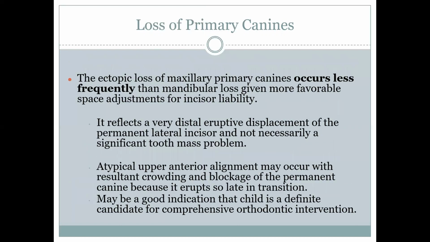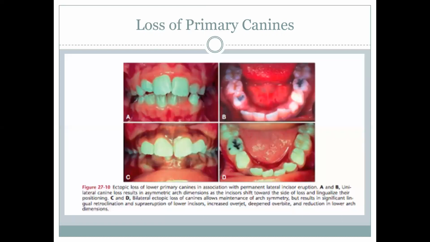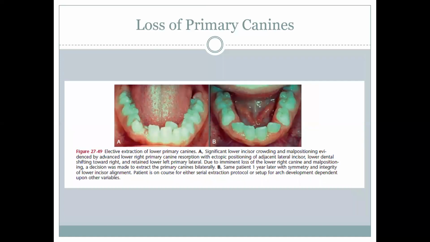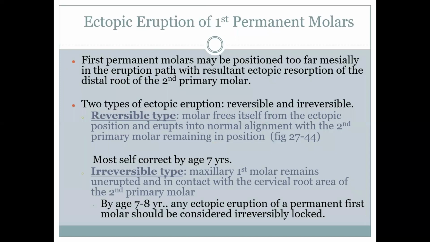The ectopic loss of a maxillary primary canine occurs less frequently than the mandibular loss, and is given more favorable space adjustments for incisor liability. So here you have loss of primary canines. Primarily, it's a concern in the mandible. And here you have loss of primary canines where the teeth have shifted, the midline has shifted, and there's no space for that lingually erupted incisor to come in.